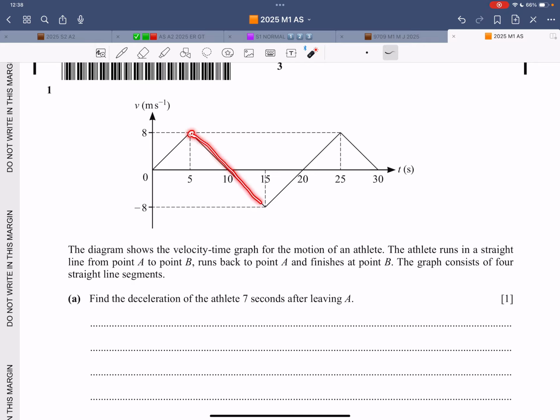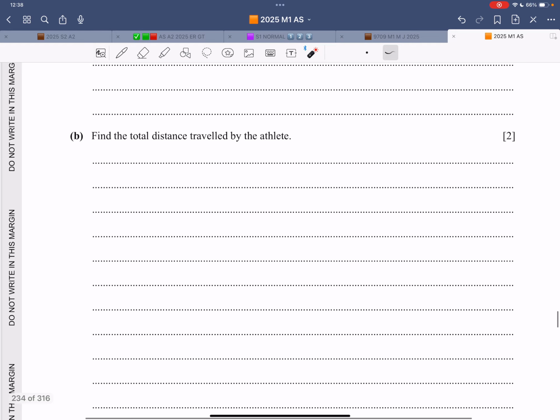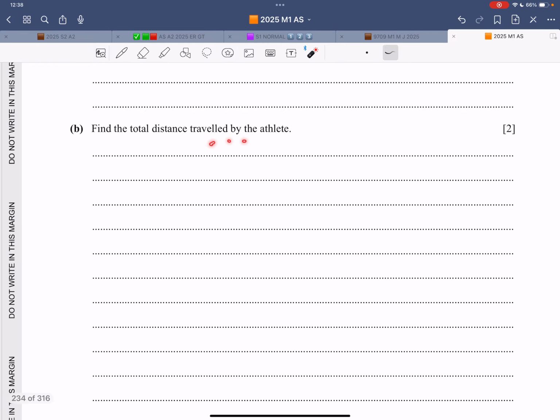So 7 seconds after leaving A, all along this line, keep in mind it's a straight line, so acceleration is constant. Whether they're asking at 5, at 6, at 7, at 11, between 5 and 15, the acceleration or deceleration, because it's negative, is constant. Find the total distance traveled by the athlete.